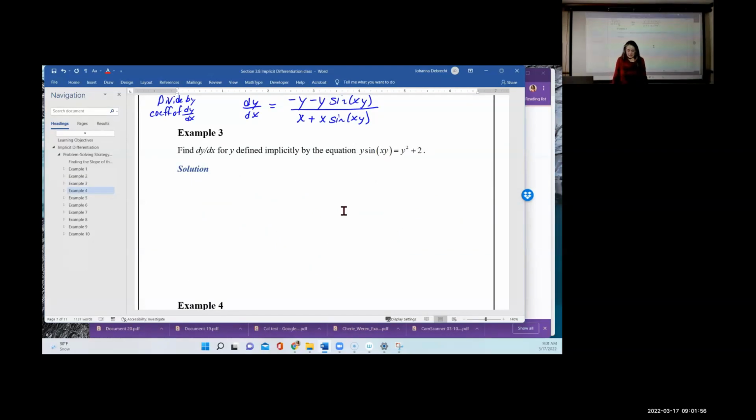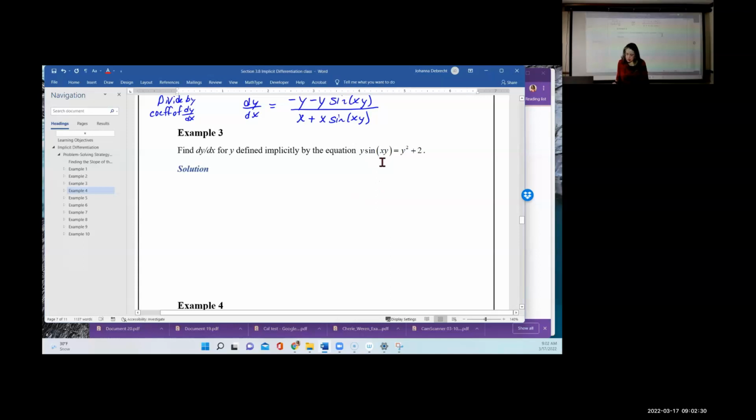Let's take a look at example 3. We're here in the implicit differentiation section, so we'll remember the steps. We take the derivative of both sides, then we simplify the sides, then we isolate all the terms that have dy dx in them by moving them to one side and moving terms without dy dx to the other side. Then we factor off the dy dx to isolate it. Then we divide both sides by the coefficient of dy dx.